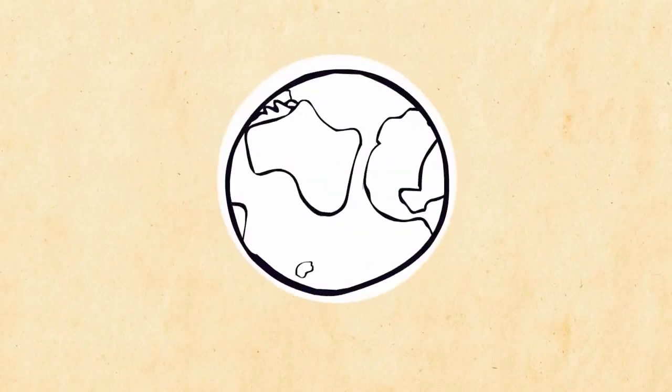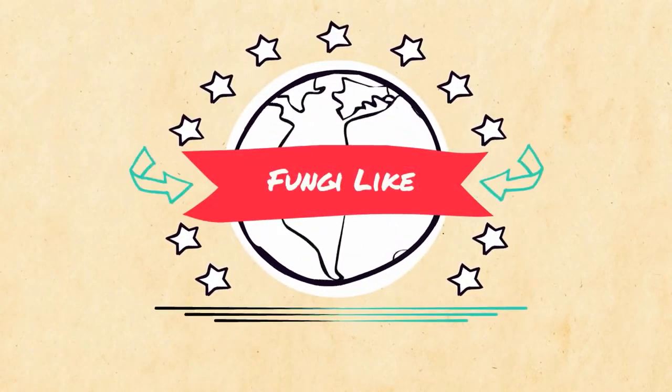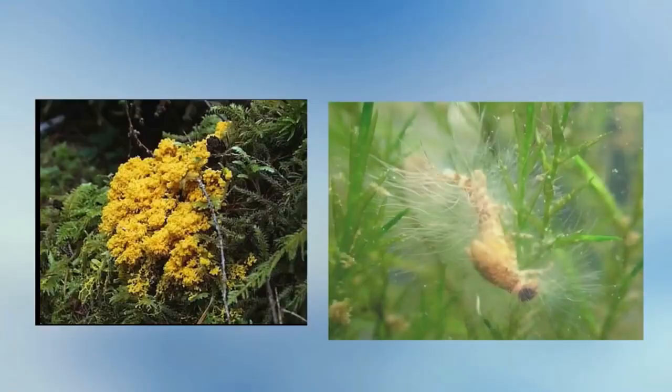And finally, some protists are fungus-like. These protists are decomposers. Common examples are slime molds and water molds. So there you have a quick overview of Kingdom Protista.